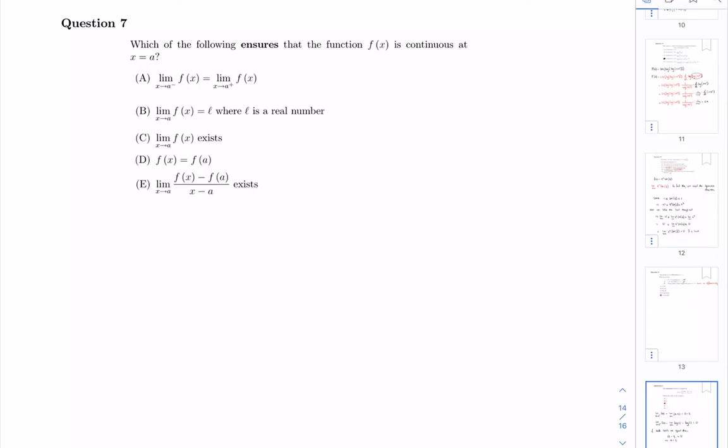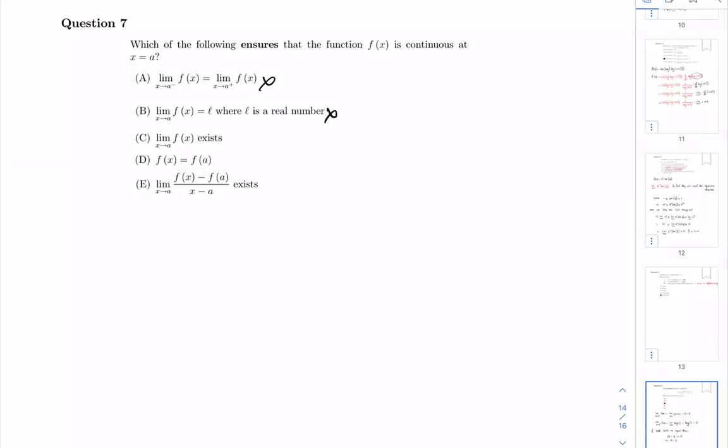So here we're interested in having the function be continuous. Now part A says the limit from the left must be equal to the limit from the right. Now if the limit exists, this doesn't ensure that the function is continuous. So therefore, this is not the answer. Next, we say that the limit of the function as x approaches a is equal to L, where L is a real number. Now, this is just saying that the limit exists, but we do not know what the value of the function is, so we cannot choose part B.